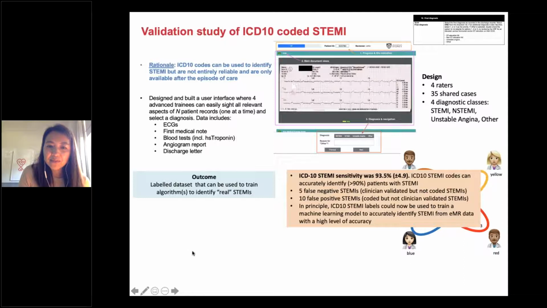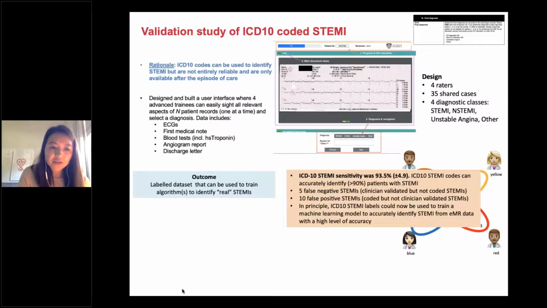So what we showed in this study was that the ICD-10 STEMI sensitivity was 94% during this process, and that the ICD-10 codes could be effectively used to identify patients with a STEMI. We identified some false negative STEMIs as well as some false positive STEMIs. And in principle, we could now use these ICD-10 codes to train a machine learning algorithm to accurately identify STEMIs using this EMR data with a high level of accuracy.